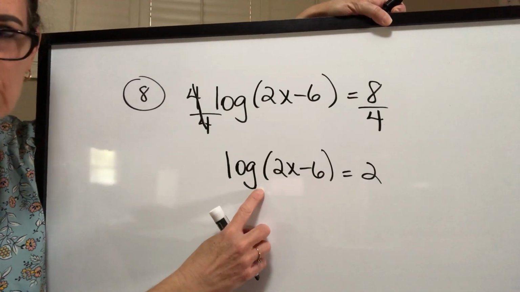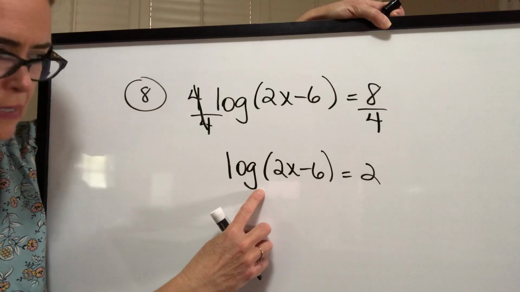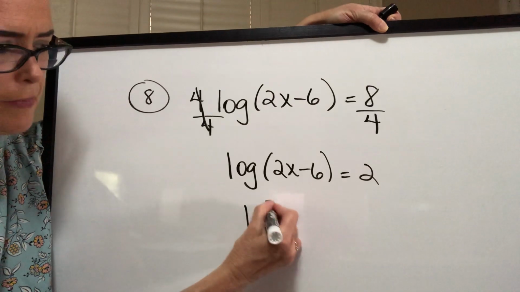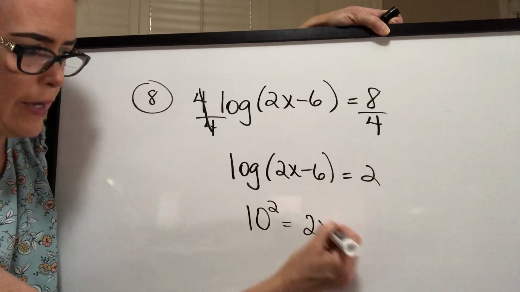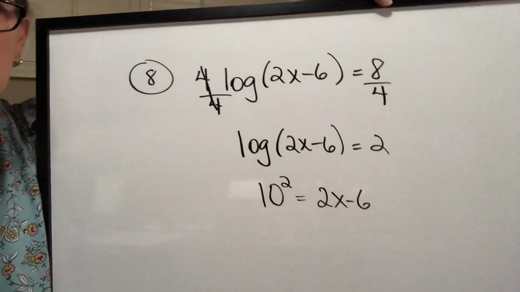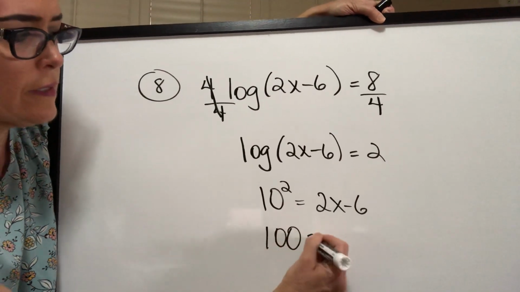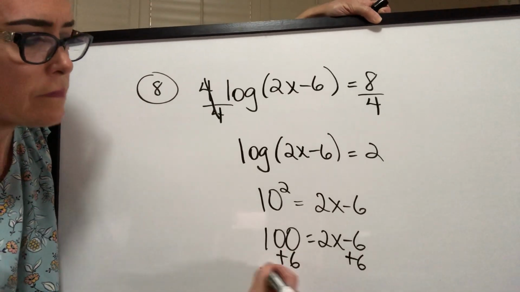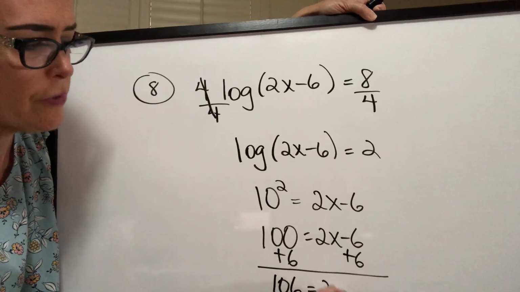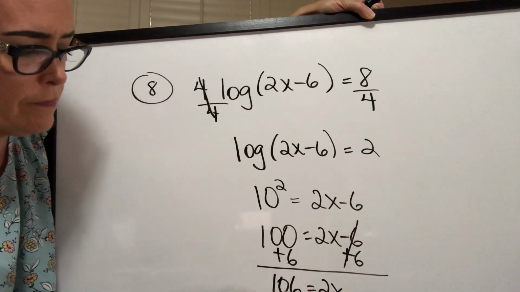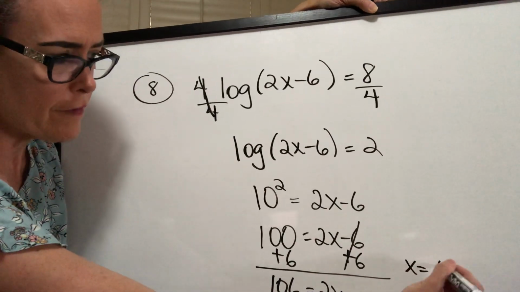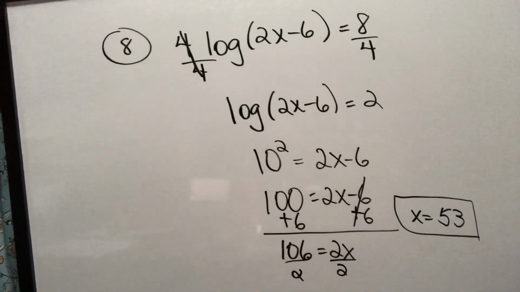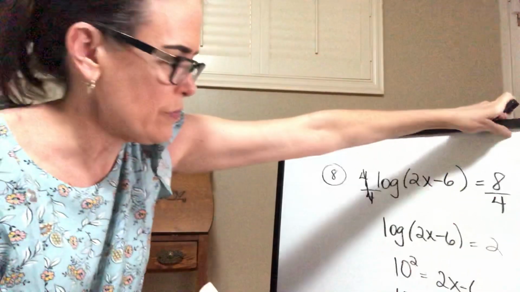Now notice there is no base written. When there is no base written, that's a 10. That's understood that a 10 is really there. So it would be 10 raised to the second power, or 10 squared, and then 2x minus 6. So then 10 squared is of course 100, equals 2x minus 6. You would add 6, so you would get 106 equals 2x, and then divide by 2. So x will be 53. 53 should be the answer for number 8, but let's find out. Let's go to our calculator.